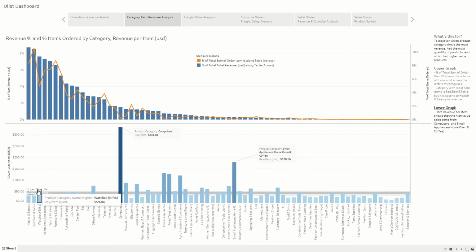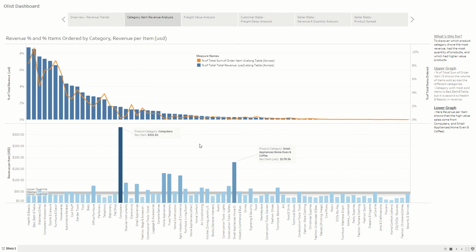We also see the upper quartile, median, as well as the lower quartile. So it's just a breakdown, and the insights are that health and beauty contributed a lot of revenue, and we also have bed, bath and table, which is the one that contributed the most in terms of order quantity.